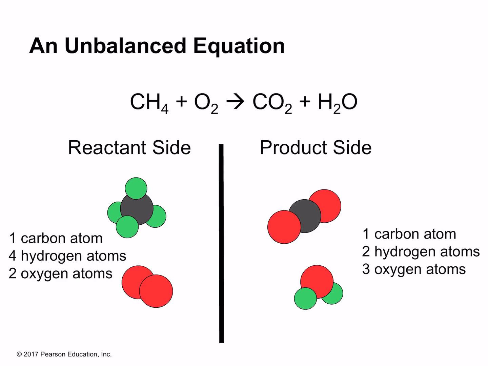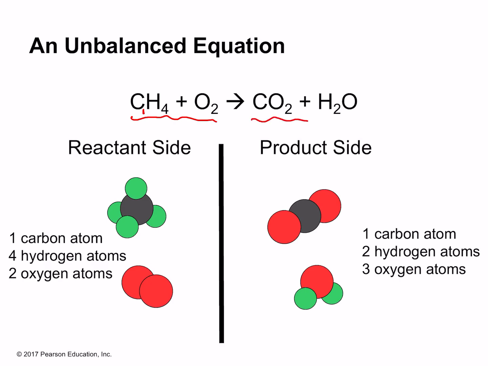So here is a reaction right now. On our reactant side, these guys are our reactants. We have methane, this is carbon tetrahydride, and oxygen gas. Right now we have one carbon atom because there is an imaginary one here, and then we have 4 hydrogens and 2 oxygens. So this is what that breaks down to.